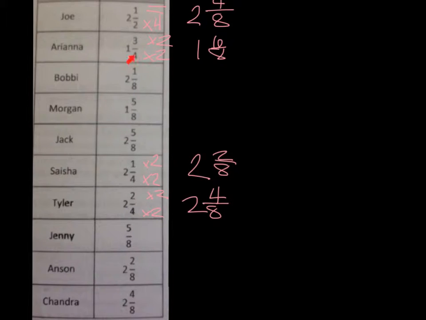I did the same thing for Ariana with 3/4. I converted it to 6/8. Same thing with 1/4 converted to 2/8, and 2/4 converted to 4/8. Now all of my data has a common denominator, so we can plot it.